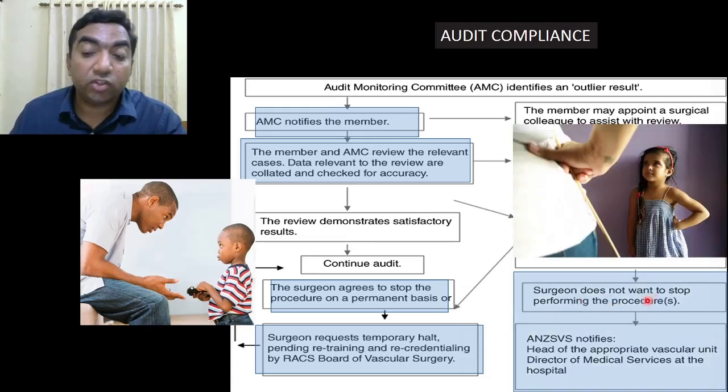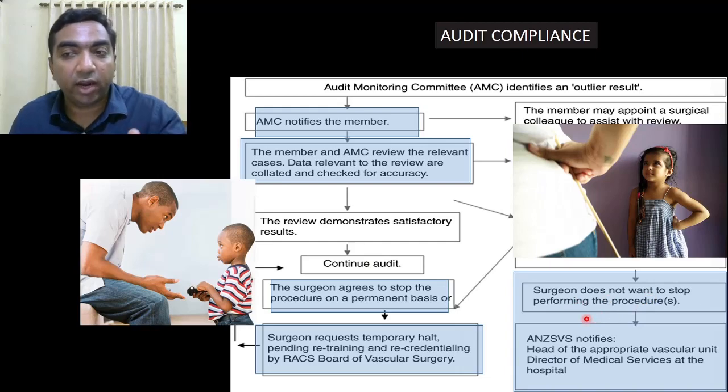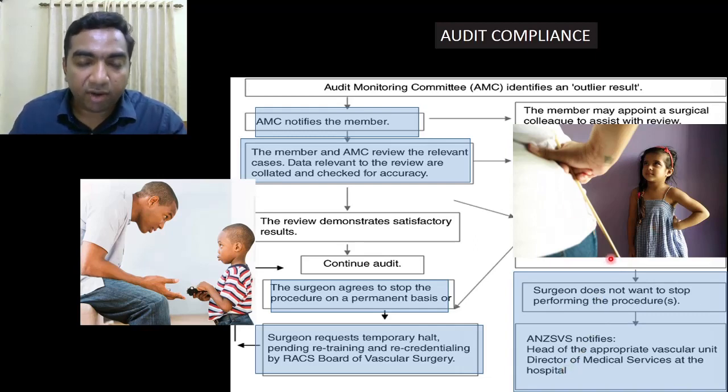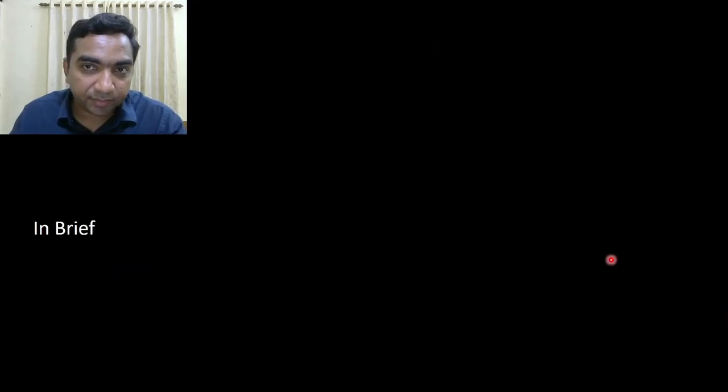Suppose the surgeon is not hearing this. The surgeon does not want to stop performing the procedure. He is going along with this. Then the audit monitoring committee will have to take sufficient action to prevent the surgeon from doing the procedure for which he has a high complication rate.